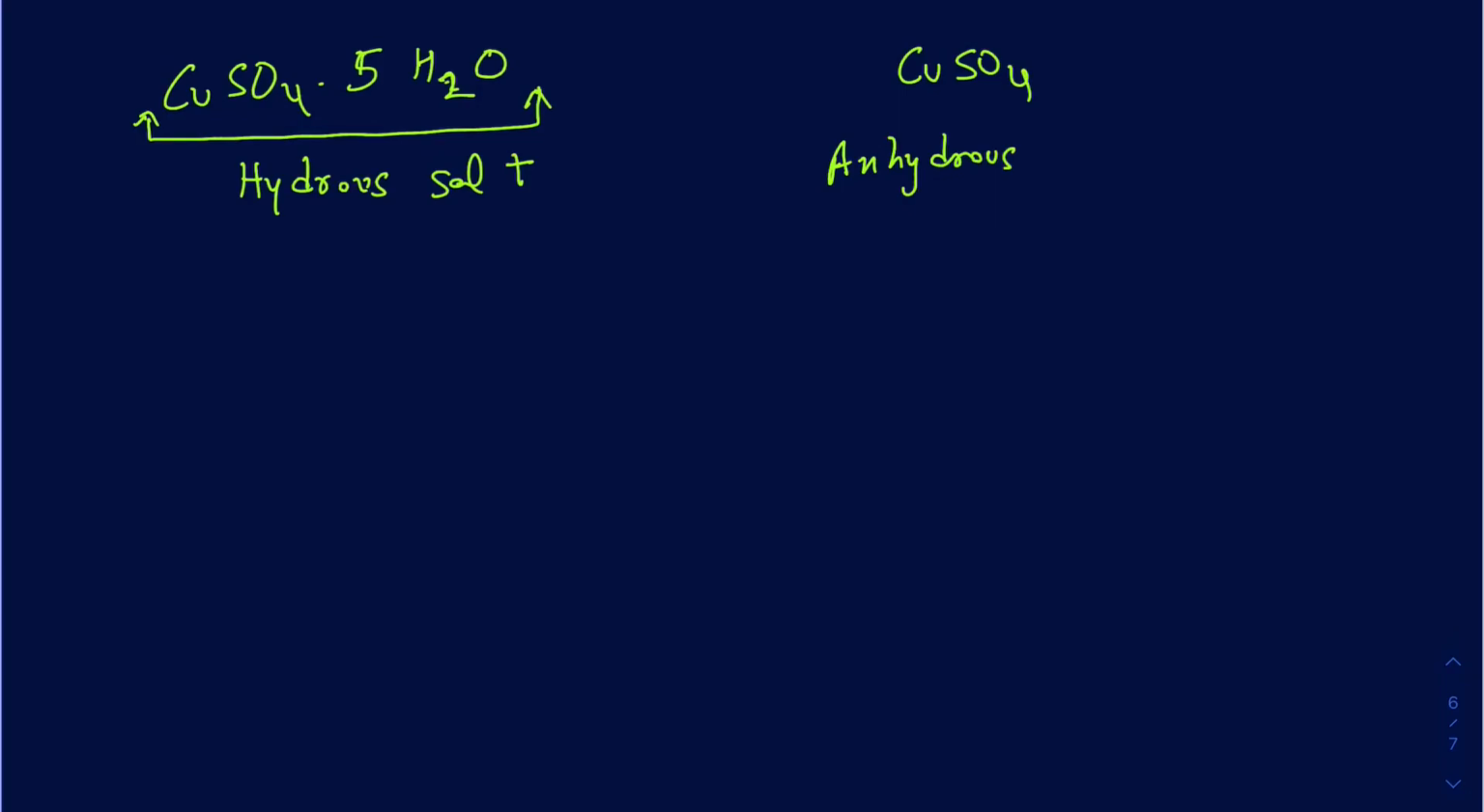And what's the typical way of losing water? Well, if you just heat up this hydrous salt, and if you heat it up long enough, your water molecules will escape in the form of vapors, and what you're going to have left is the anhydrous salt, which means it's without water.